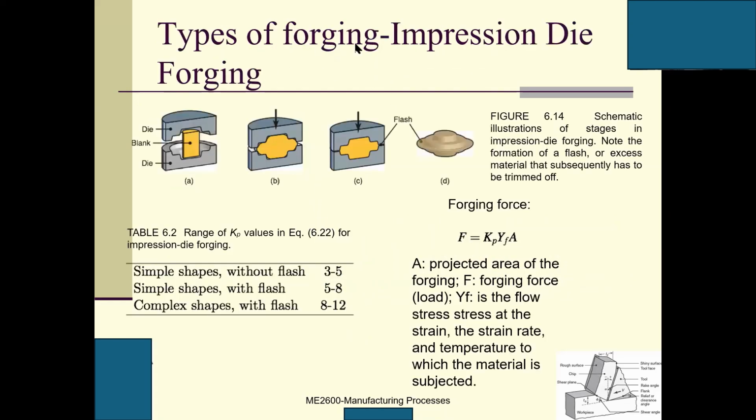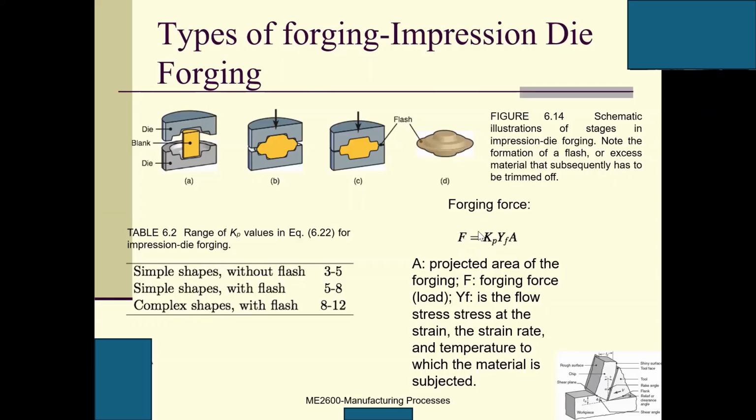So here is a type of forging, impression die forging. Right? So here is a die, and a blank. We call it workpiece or blank. And this is another die. And we have this mold, it looks like a mold. Yes, this is our final product, final shape. And here is a flash. Flash means residual, undesired residual. We call it flash: excessive material that subsequently has to be peeled off. So this is not needed.